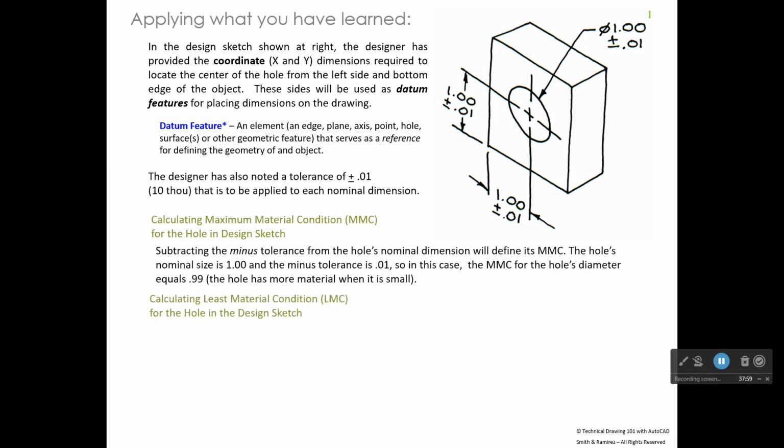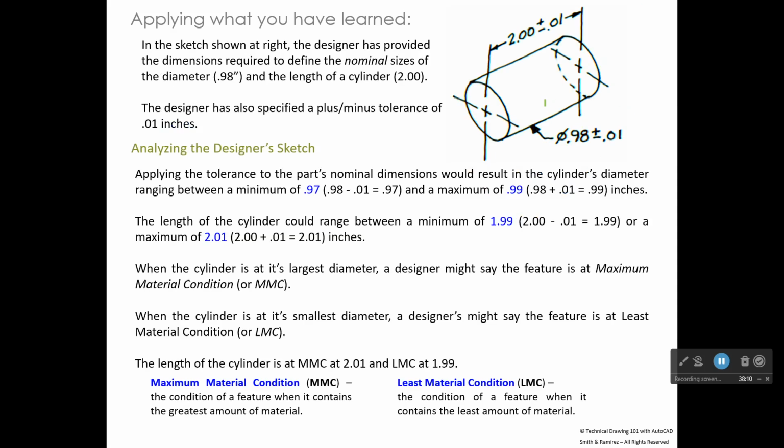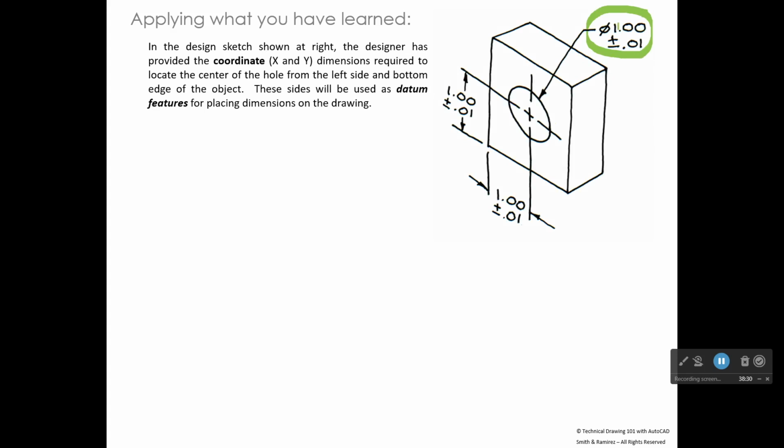What you have to focus on is the smallest diameter the hole can be and the largest diameter the hole can be. Let me back up one. Then what's the largest diameter the cylinder can be, and what's the smallest it can be. It starts at 0.98, and when you add plus or minus 0.01, the greatest diameter that cylinder could ever be is 0.99. And when we look at this hole, if you have 1.00 and you subtract 0.01, which would make it the smallest, it would be 0.99.